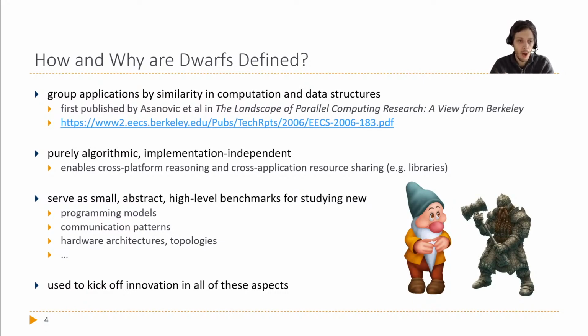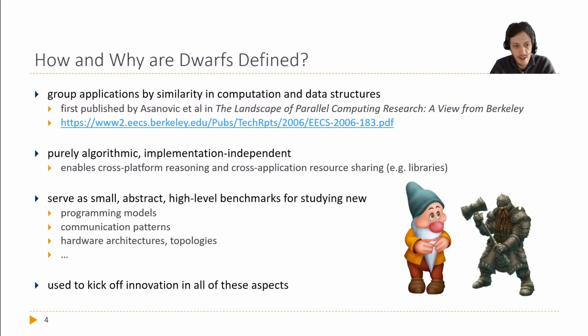So, how were they defined? Well, people try to group applications by similarity in terms of what they compute, how they compute, what are their communication patterns, what are their data structures. And I linked here a PDF of one of the first publications that talks about this and tries to provide a sort of holistic view on the entire thing. In case anybody's interested, you can read this. It's quite a nice paper. It's a little bit old, but it holds nevertheless.